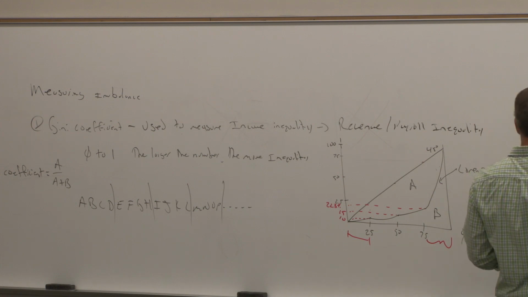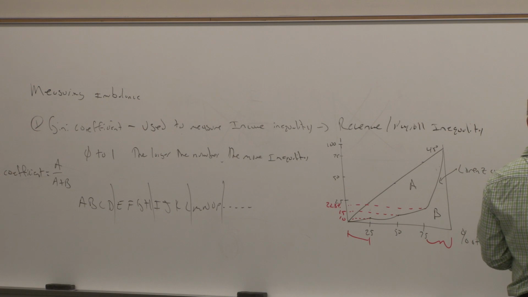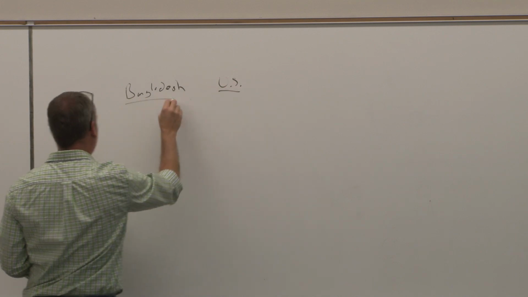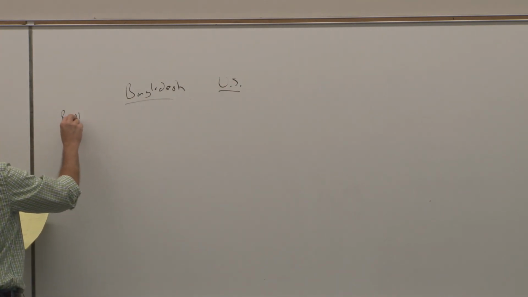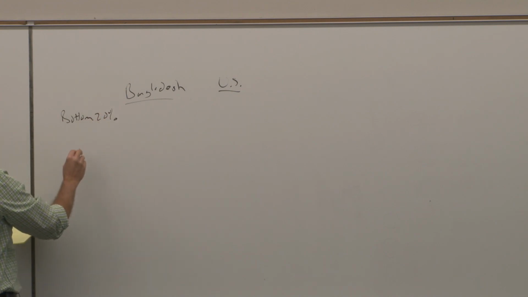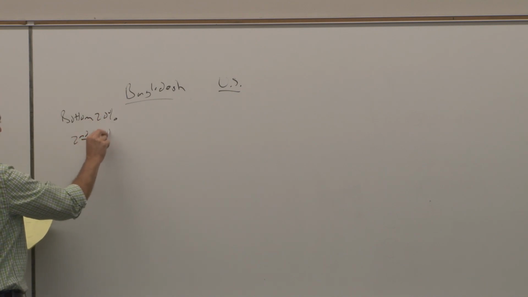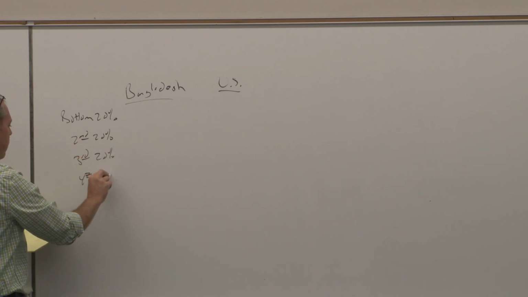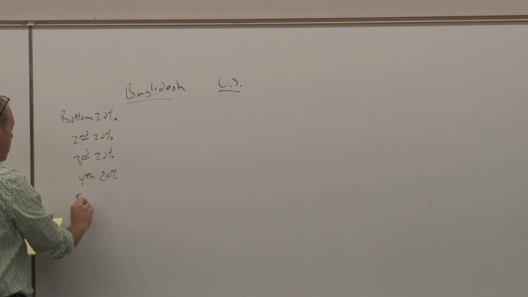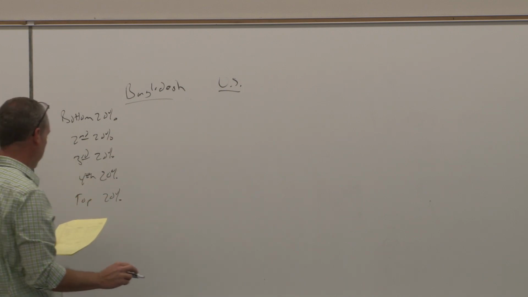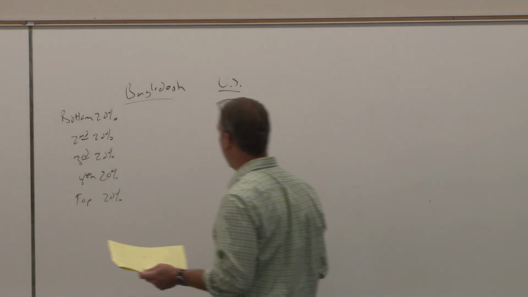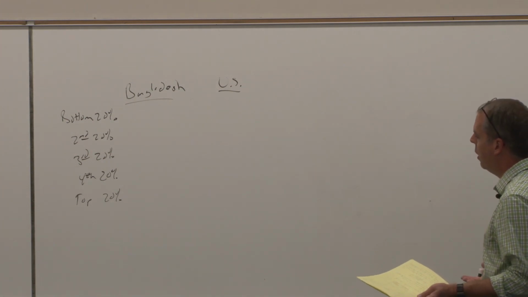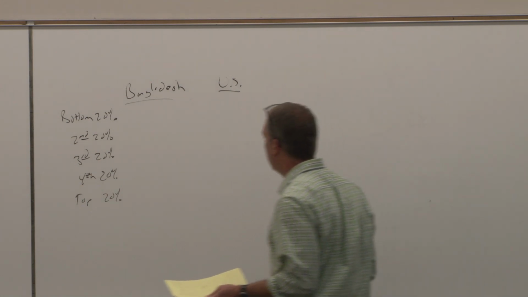So here is, say, Bangladesh. Here's the U.S. There's your bottom 20% of the population, and your second 20%. Your third 20%. Your fourth 20%. Top 20%, right? So if we divide the population into 5 different groups by 20.